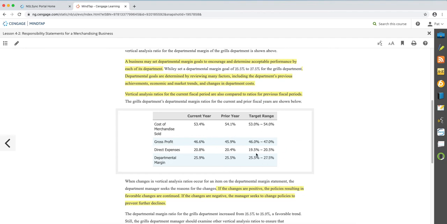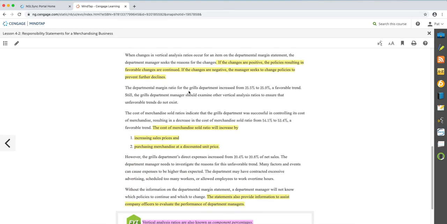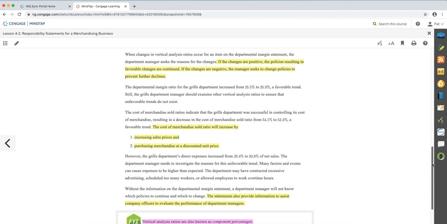So this is us taking a look at the ratios for the current year, comparing them to prior years, and what the industry target ranges are. This is all just talking about how you would try to make changes based upon these different trends. The cost of merchandise ratio, for example, could go up if you made sales higher or purchased merchandise on discount. You can buy things a little cheaper, raise your prices. None of this is too incredibly earth-shattering. They talk about all the different things the department managers can possibly be thinking.